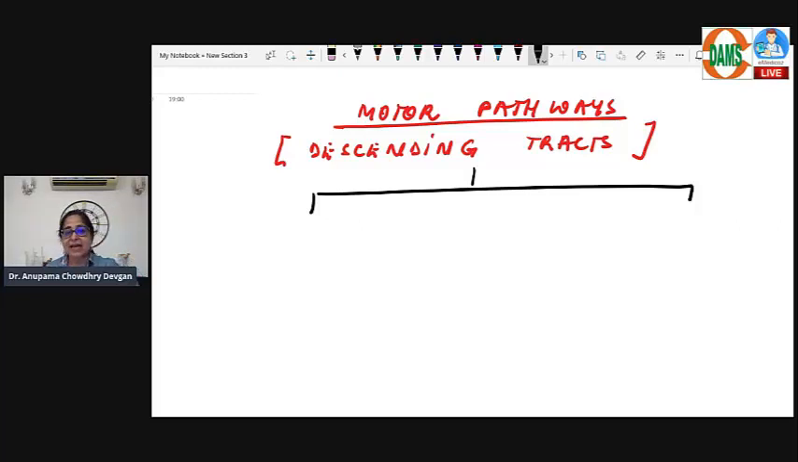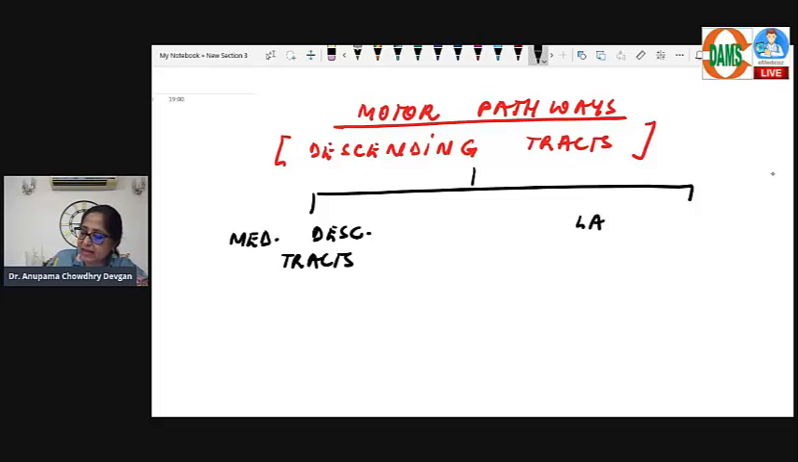Now what are the descending tracts? Like I said, the descending tracts have got two major divisions. The descending or the motor pathways can be divided into the medial descending tracts and the lateral descending tracts.